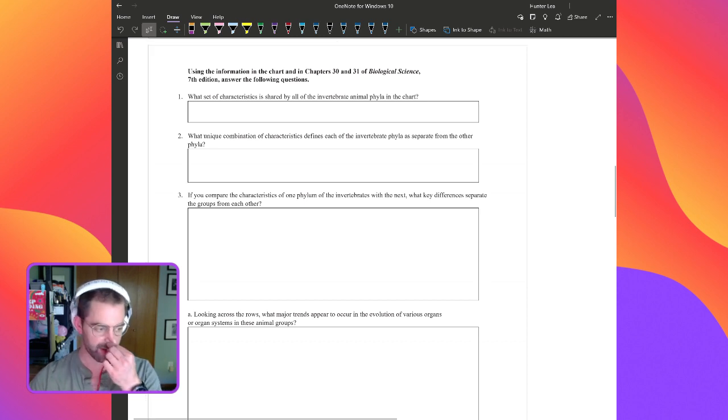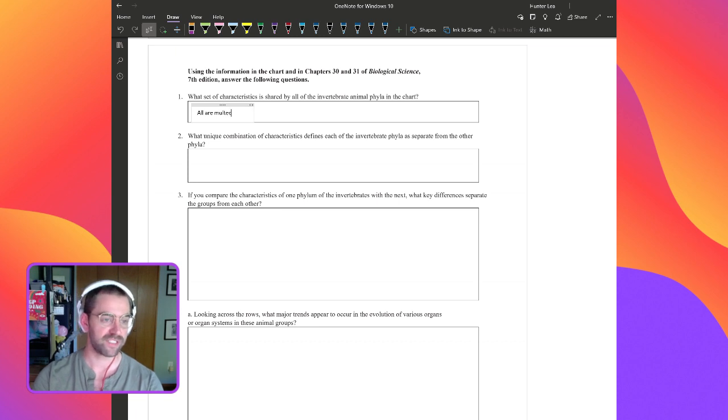Think back to when we were categorizing the most broad domains of life. Bacteria, archaea, right? We talked about the number of cells in the organism, single cellular versus multicellular, and whether it was making its own food or not, autotrophic or heterotrophic. So all are multicellular. Multicellular heterotrophs. Multicellular, made up of more than one cell, heterotrophs.